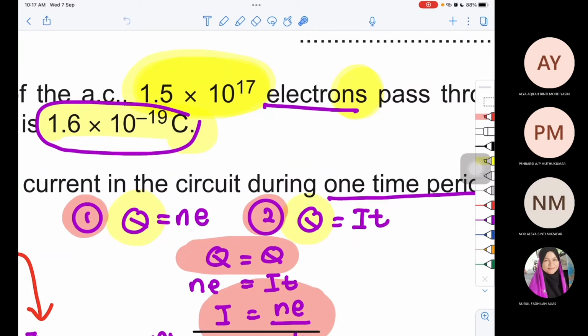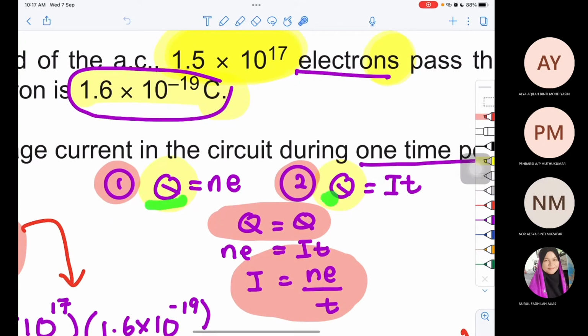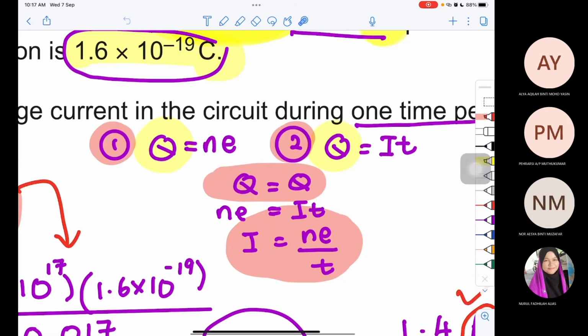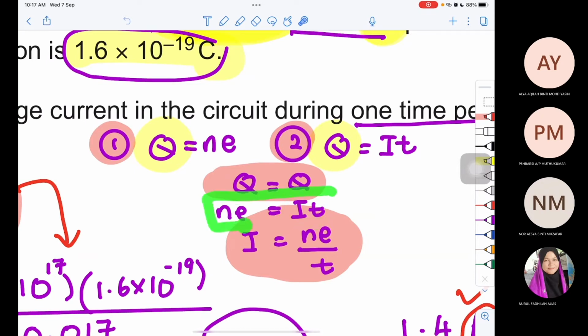Okay, so because this is charge, this is also charge. So of course they are the same thing. So kita boleh equalkan macam tu. Charge is equal to charge. Yes, it is. One of these, the formula is NE, and another one, the formula is IT. So we have this equation from this knowledge. Now, when NE equals IT, it depends what the question wants.